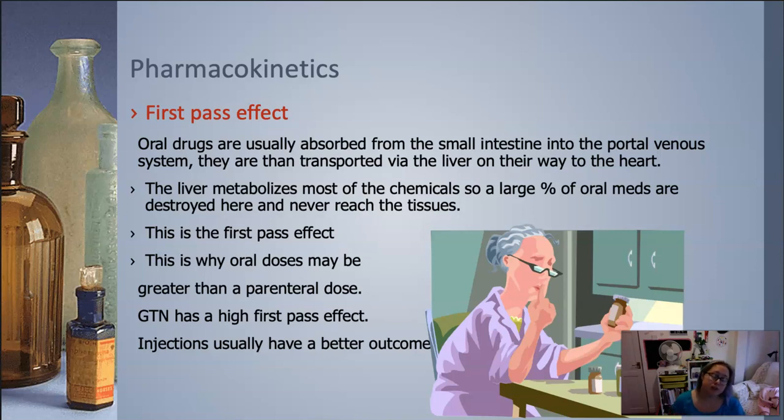The first pass effect can also have negative impacts upon some medication. And this is why, as we said earlier, we take GTN as a buccal, we take it under the tongue, we spray it within our mouth. If we took GTN as an oral tablet, it would have to be a much higher dose because GTN has a really high first pass effect. So quite a lot of the dosage of GTN is taken out of the circulation before it has an effect on the body.